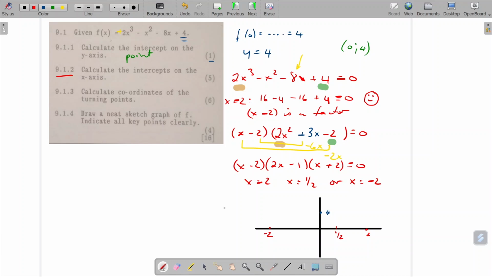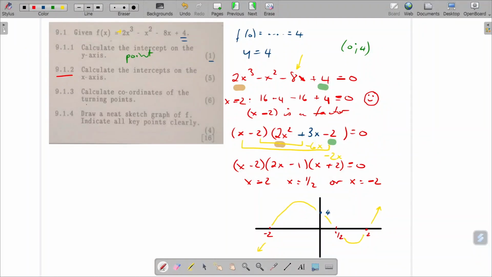And we now have a rough idea that because this is a positive cubic, it will end up going to top right, which means that it must turn in between 2 and a half. Reading from left to right, it must turn somewhere in between minus 2 and minus a half, and positive a half and 2, and end up going to bottom left. So what we're going to look at now is the idea of finding the coordinates of a turning point.